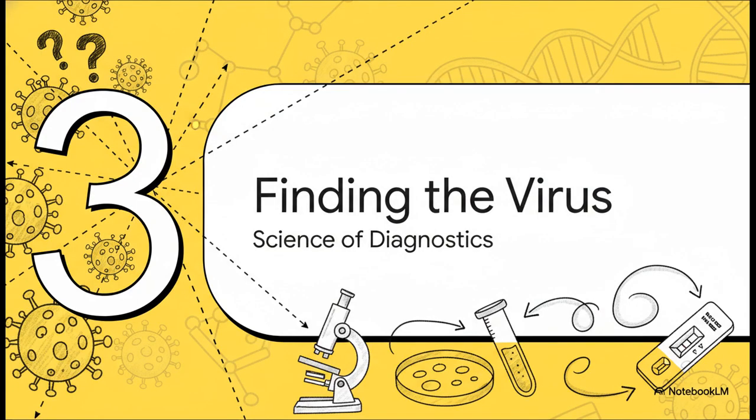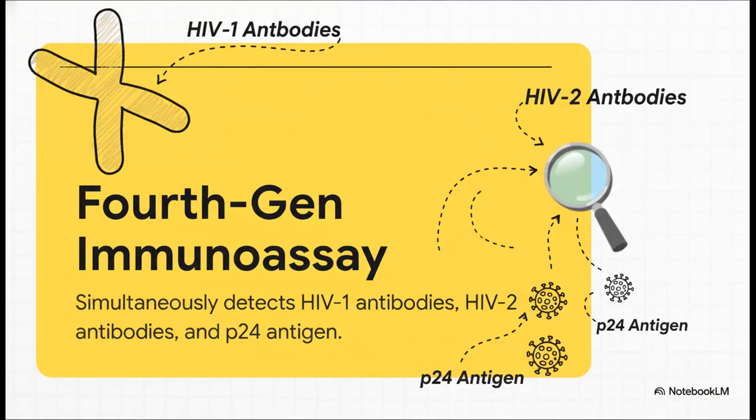So if this virus is so good at hiding inside our own cells, how on earth do we even find it? That brings us to our third section, the incredible science of diagnostics. These days, the standard screening test is an absolute powerhouse called a fourth-generation immunoassay. And what makes it so smart is that it's not just looking for one clue. It looks for the antibodies our body makes to fight the virus, and it looks for a little piece of the virus itself, a protein called P24. That combo makes it really, really good at catching the infection early.